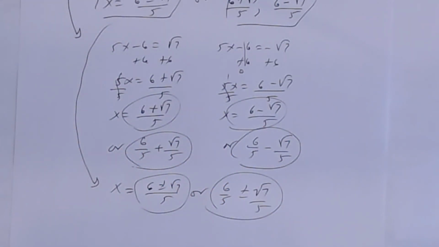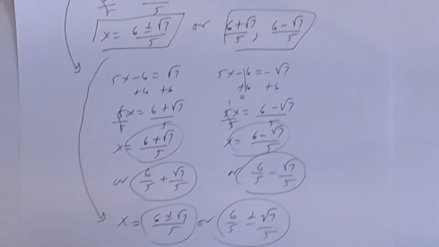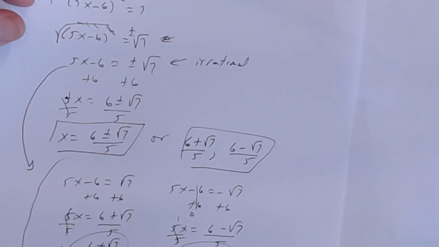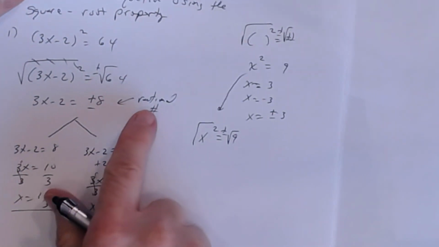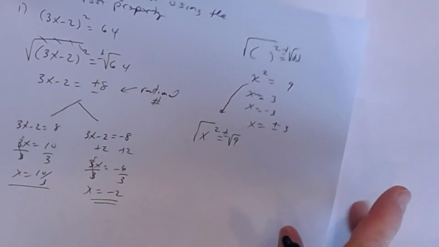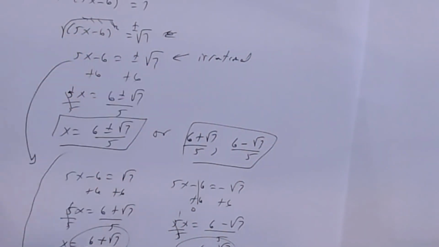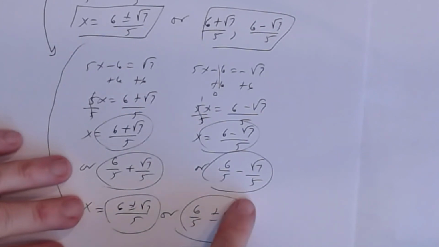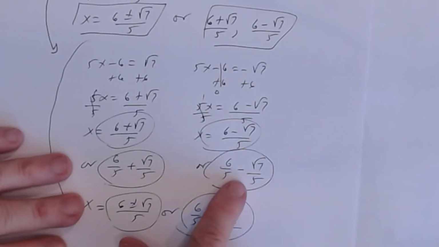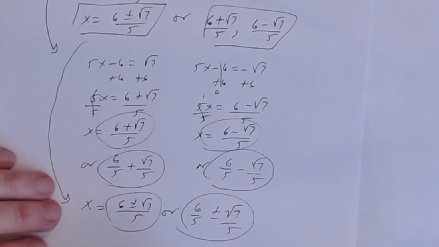Okay? All right, so that was number 2. Notice it's important you understand the difference between rational solutions and irrational solutions. See how your answer had that square root in it? The square root of 7 is an irrational number, so you have irrational solutions.